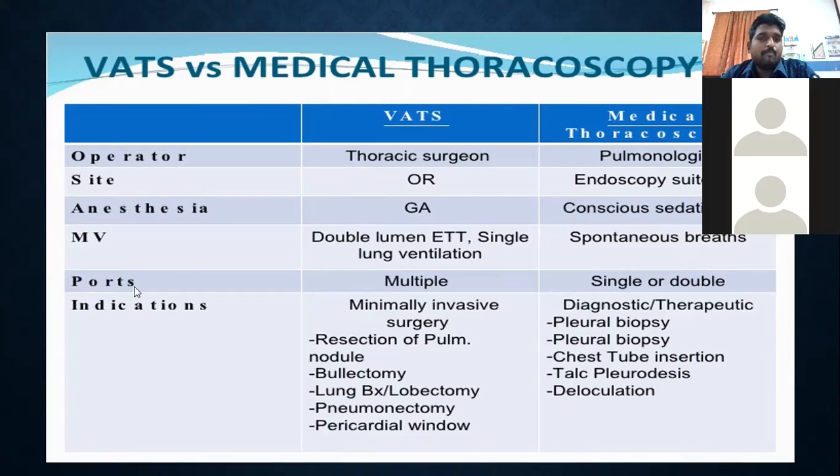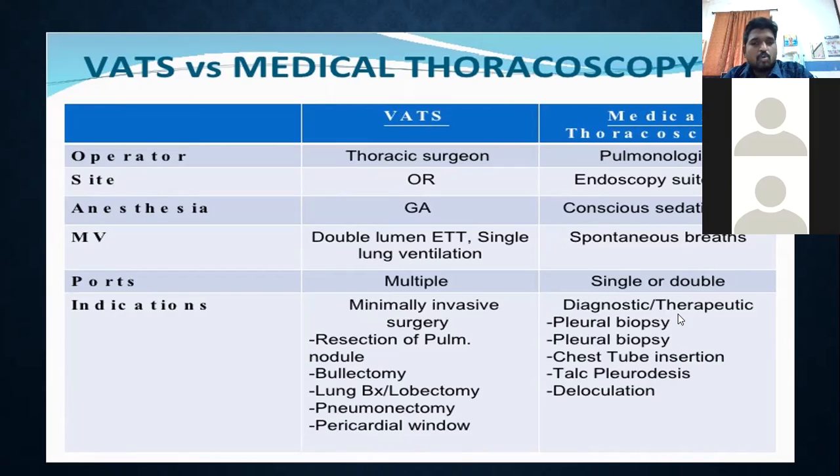And the number of ports we put for VATS is usually multiple. We use a triangular port arrangement, so that one port is used for vision, and the other ports are used for guidance of your instruments. One is for holding, one is for cutting. So one port for vision, one for holding, one for cutting. This should be aligned in such a way that it is easy for the surgeon and assistants, so that the procedure will be very easy for them.